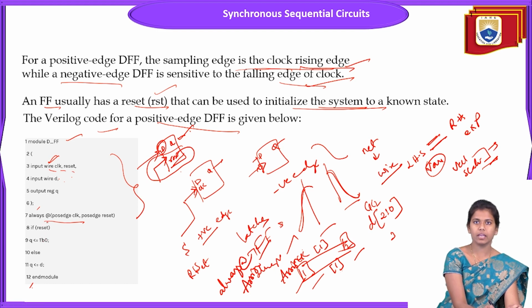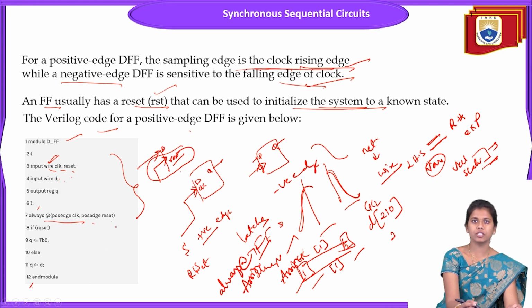So always at the rate, positive edge clock and positive edge reset. This example is about the positive edge D flip-flop. When we are considering the positive edge D flip-flop, initializing the positive edge or the negative edge of the D flip-flop in the terminal list is very important.